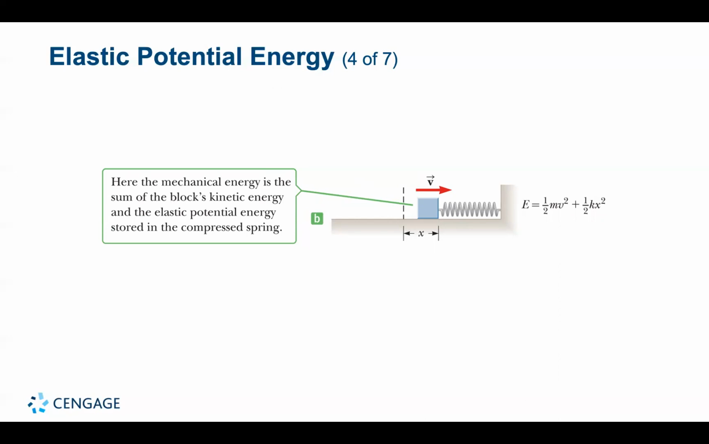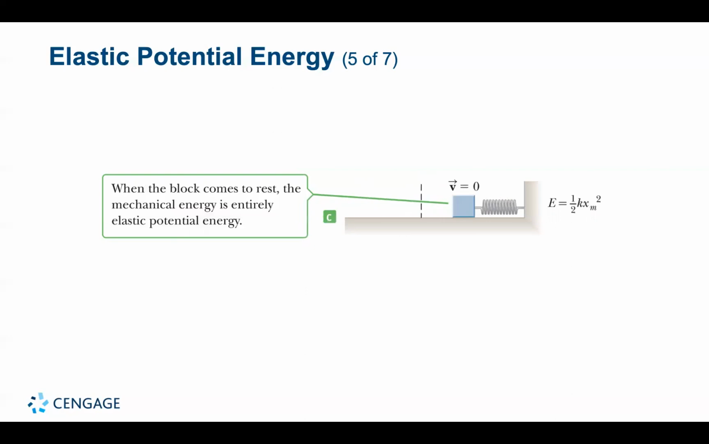As the block collides with the spring, the spring is compressed and it exerts a force to the left on the block. Now the block has kinetic energy 1/2 mv squared, where v is less than v sub i, and the spring has potential energy 1/2 kx squared.